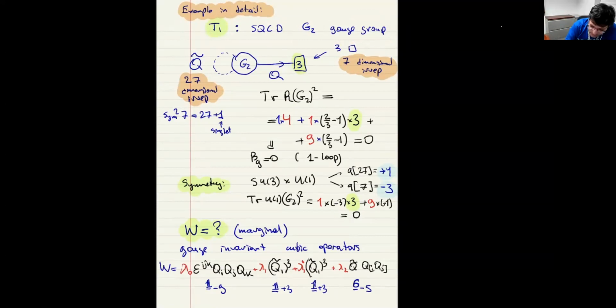So G2 is a gauge group, a 14-dimensional gauge group. The dimension of the group is 14. That means that the adjoint representation is 14-dimensional.